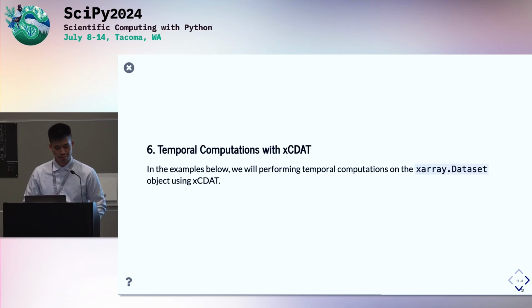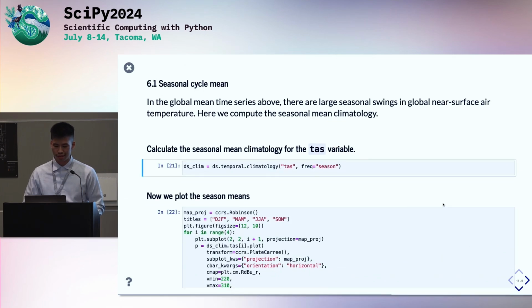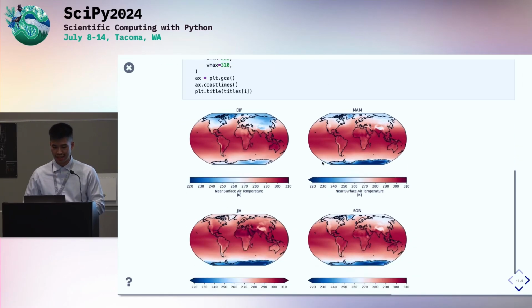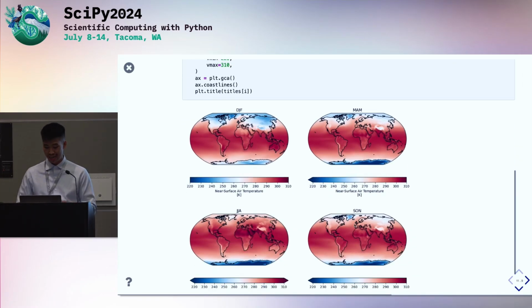And just a quick run through of some temporal calculations. So we're going to calculate seasonal mean climatology for that same variable here and plot the results. So you could see DJF, MAM, JJA, SON. We've calculated the climatology for each season, and this is the result.